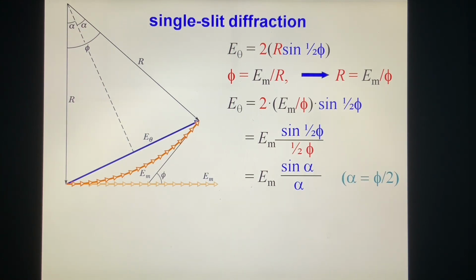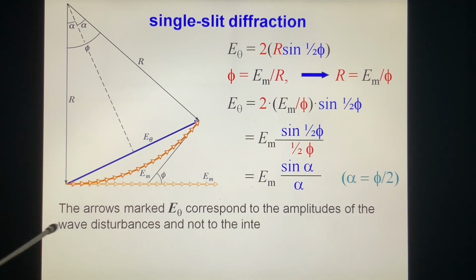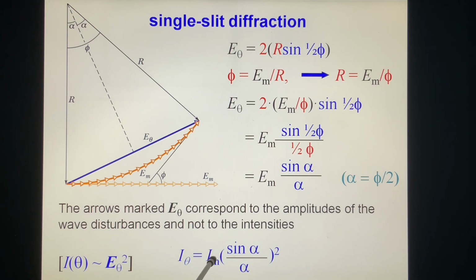Remember, the intensity is proportional to E squared. The arrow marked E0 corresponds to the amplitude of the wave disturbance and not to the intensity. Intensity is proportional to the square. So we can conclude that the intensity of light when we observe from angle theta, relative to the maximum in the center, is sine alpha over alpha, squared. This is the formula.